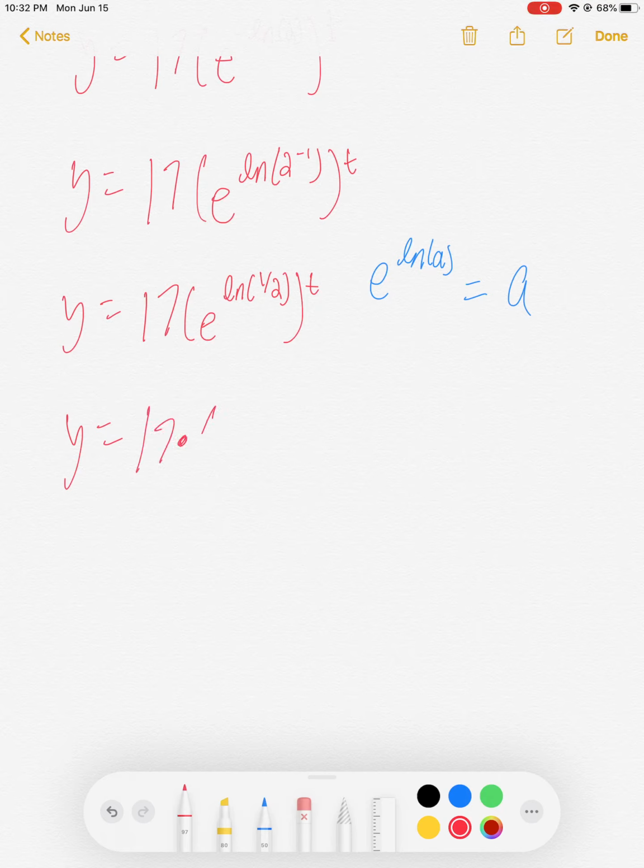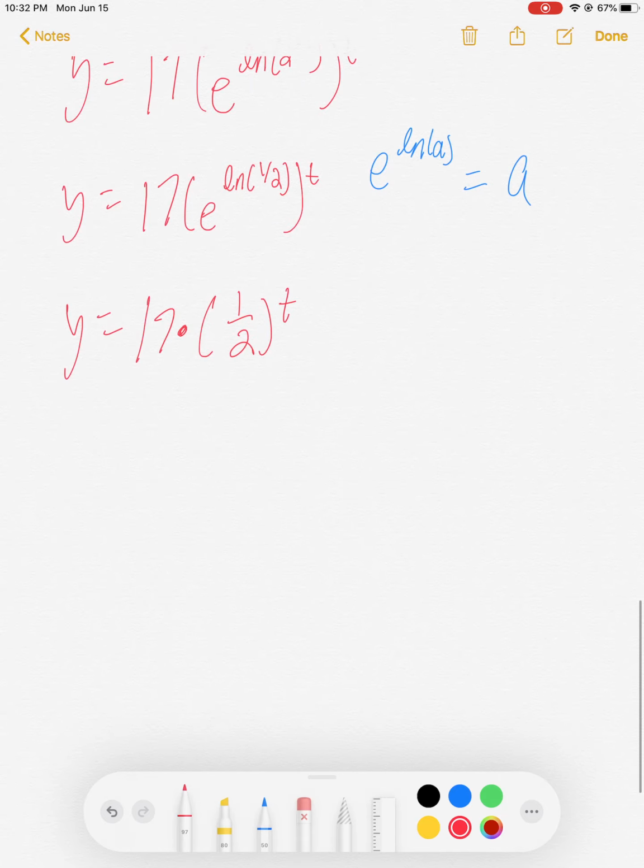And the great thing about this is that you will recall, this is another good fact which you should be aware of come final exam time. For any constant a, e to the natural log of a is just a. In other words, the e and the natural log kind of cancel each other out. In particular, in this case, that gives us 17 times 1/2 to the t.